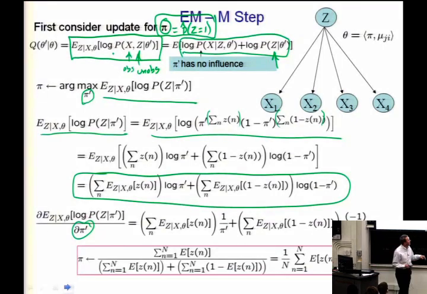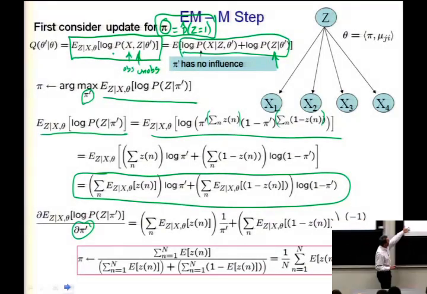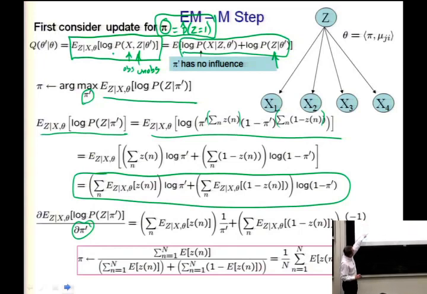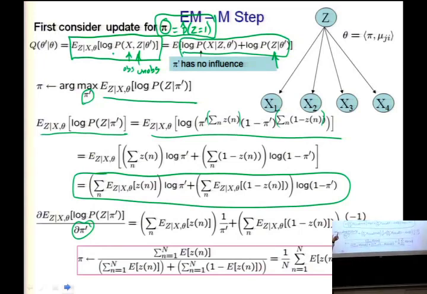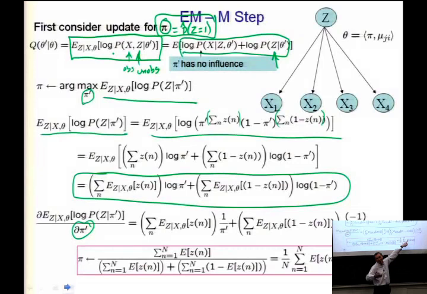That gives us an expression like this. So now pi, again the probability that z will be cluster 1, is simply the sum over all n data points of the expected value of z. The expected value of z is just the sum of the probabilities that z was 1 on each of those examples, normalized by the number of points. So again, this is the probability mass that we've assigned to z being 1 over all the data points, divided by the number of data points.